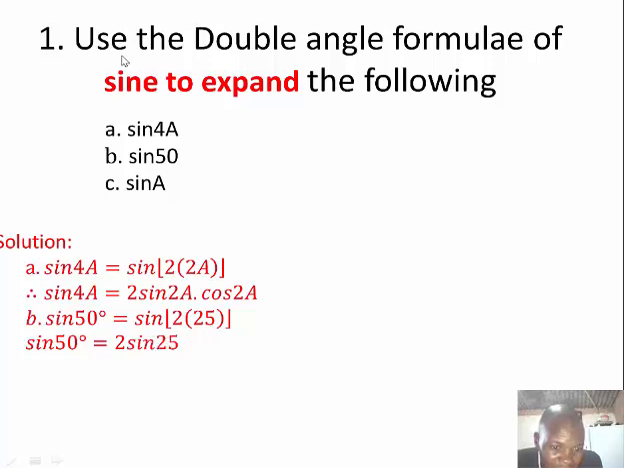So for B, sine 50 is equal to sine 2 times 25, right? So remember that sine 50 is equal to 2 sine 25 times cos 25. Remember this. So this is based on the sine, right? To expand using the double angle.